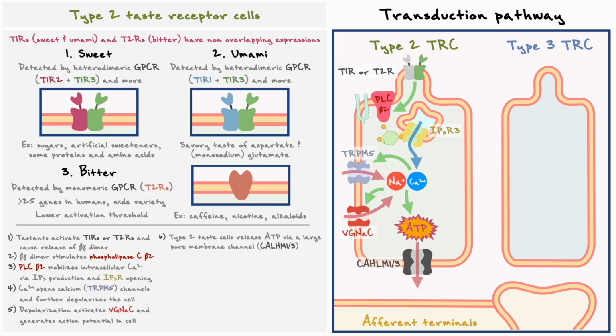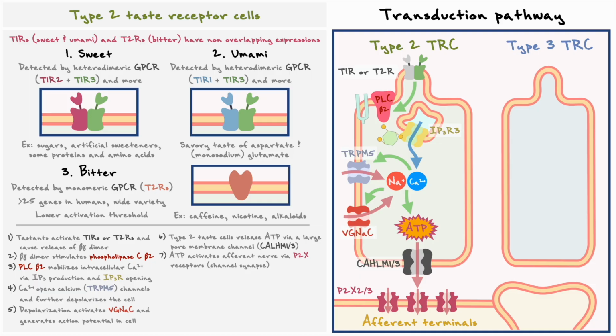The ATP released by type 2 receptor cells can then do many things. Of importance for us, it opens its related ionotropic receptor, the P2X receptors, on the afferent terminals to depolarize them and transmit the taste signal to the central nervous system.